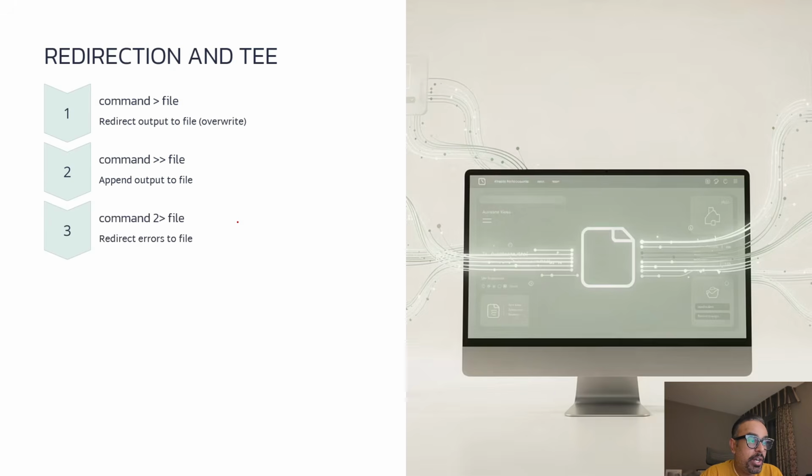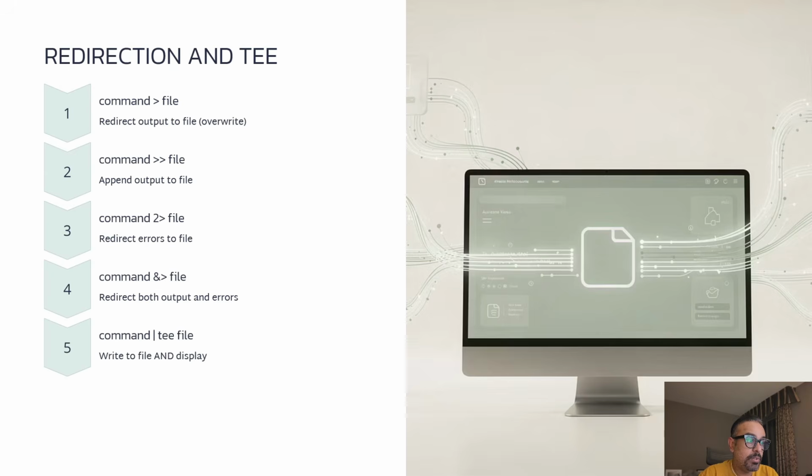Now the command 2 greater than file redirects error messages to a file. The 2 represents stderr, the error output stream. So only error messages get saved while normal output still displays on the screen. Then command ampersand greater than file redirects both standard output as well as error to the same file. This shorthand combines output and error redirection, capturing everything the command produces.